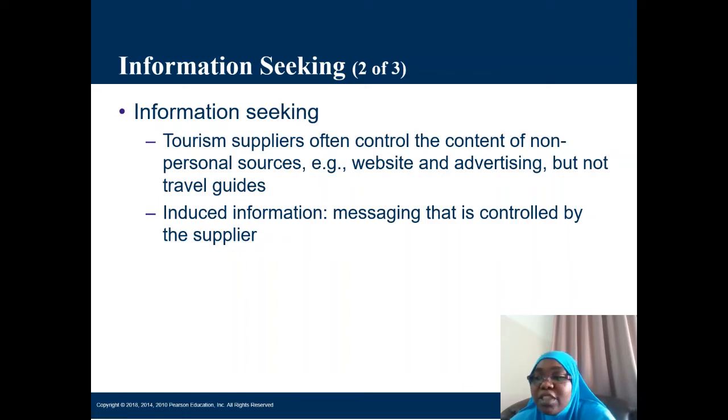If you are traveling at maybe the peak travel period, for example during general vacation, perhaps end of the year, then it could be that maybe they want to give you just 5% and so on and so forth. So these are forms in which the tourist providers or suppliers control or regulate information.